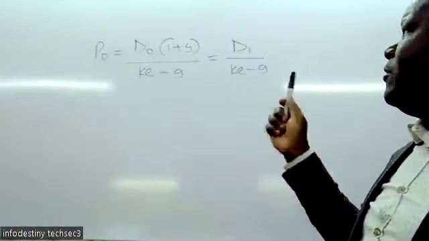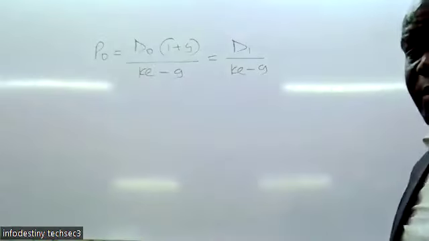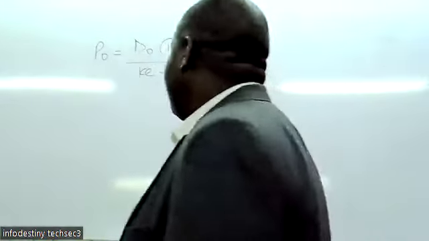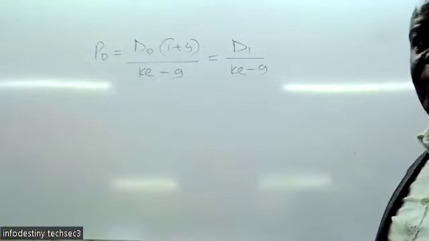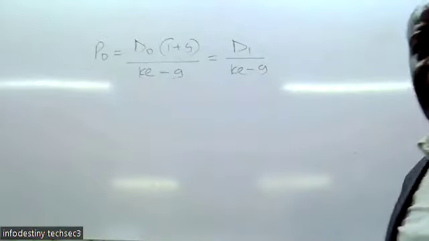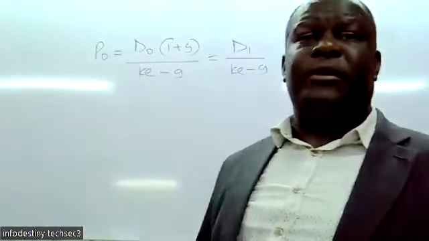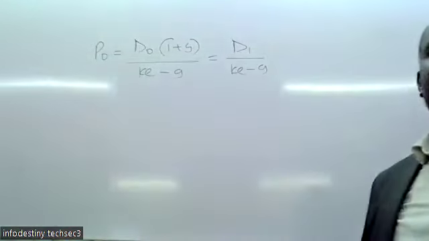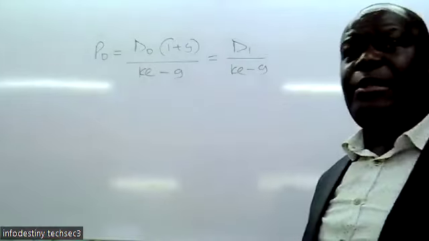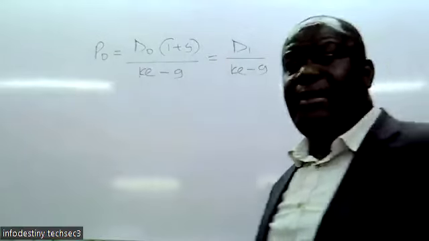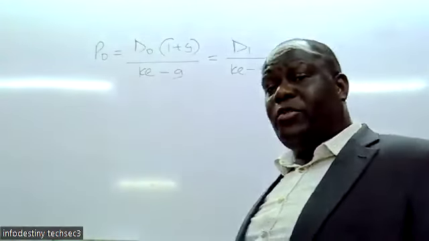P0 is supposed to be equal to D0 times (1 plus G), divided by KE minus G. Then I have specified in the notes, what do we mean by D0 in the notes that you have just written in your books? D0 is supposed to represent what? D0 is the last dividend that was paid. D1 is the next dividend to be paid. So you also take keen note of that.